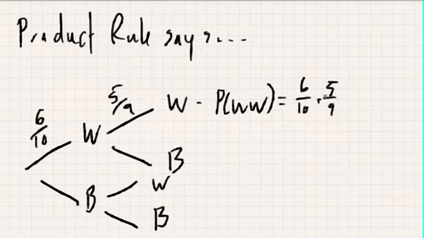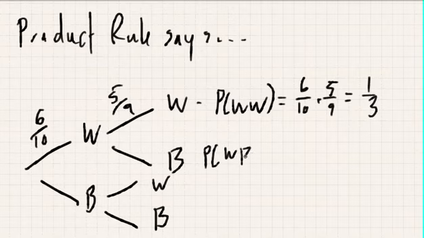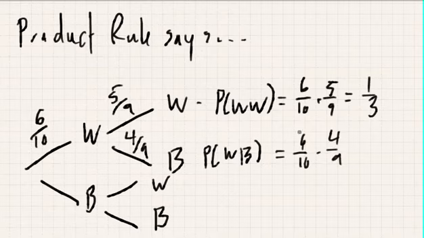6 tenths times 5/9, which is equal to, I guess, 1/3. The probability of drawing a white sock then a black sock, this was 4/9, is 6 tenths times 4/9, which is equal to, whatever. We only care about a matched pair, so I'm not going to write this out.